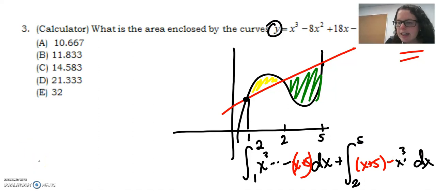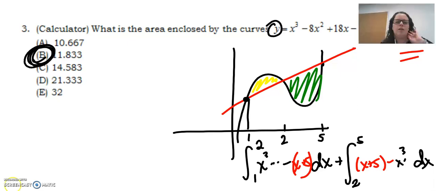Using fnInt on your calculator, take a second to do that. Pause me while you type in all that information. Yes, actually press pause. All right, and we should have answer choice B. If you didn't get that, double check how you are breaking up your integrals and make sure that you are integrating from 1 to 2 and then from 2 to 5.